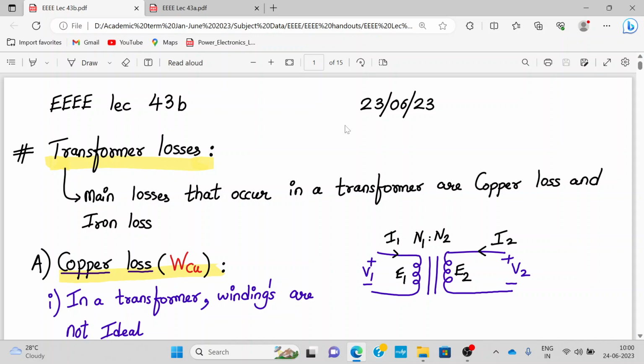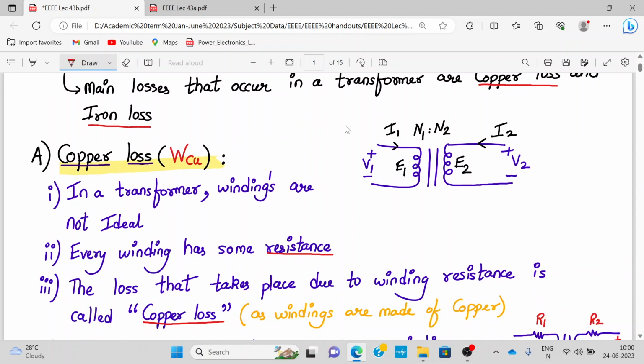Today we'll be talking about transformer losses. Alright, so there are some losses in the transformer, and the main two losses are categorized as copper loss and iron loss. So let us see them in detail now. Let us investigate what these losses are.